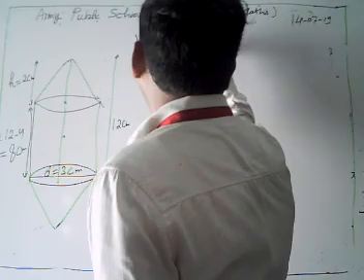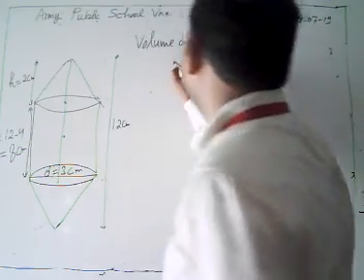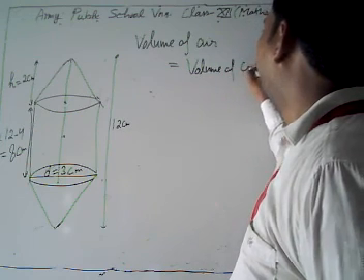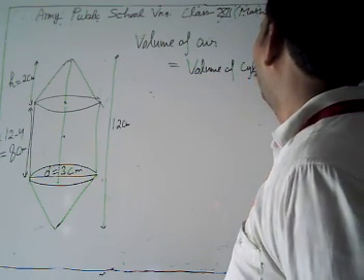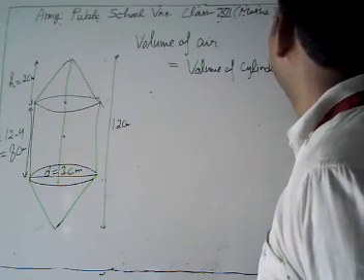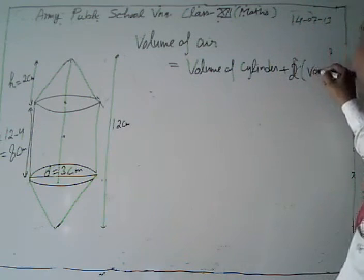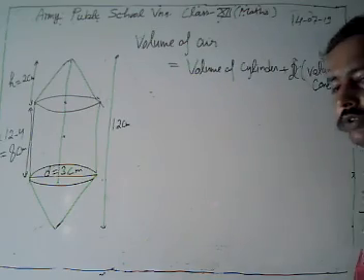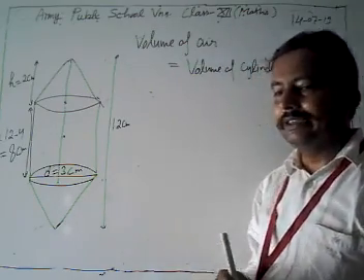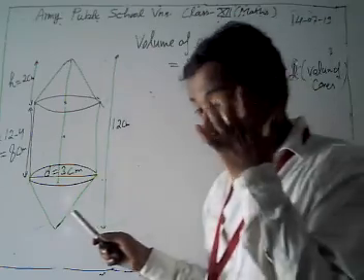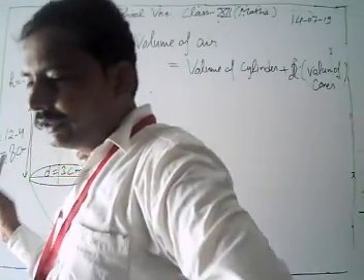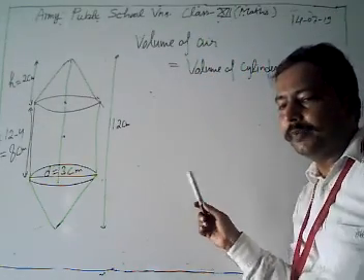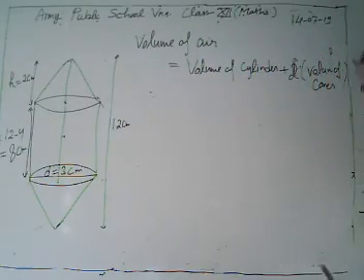Volume of air is equal to volume of cylinder plus 2 times volume of cones. Look, in this model we have to find out the air contained in this model. To get the volume contained in this model, what do we do? We have to find out the volume of the cylindrical portion plus 2 times the volume of cones.